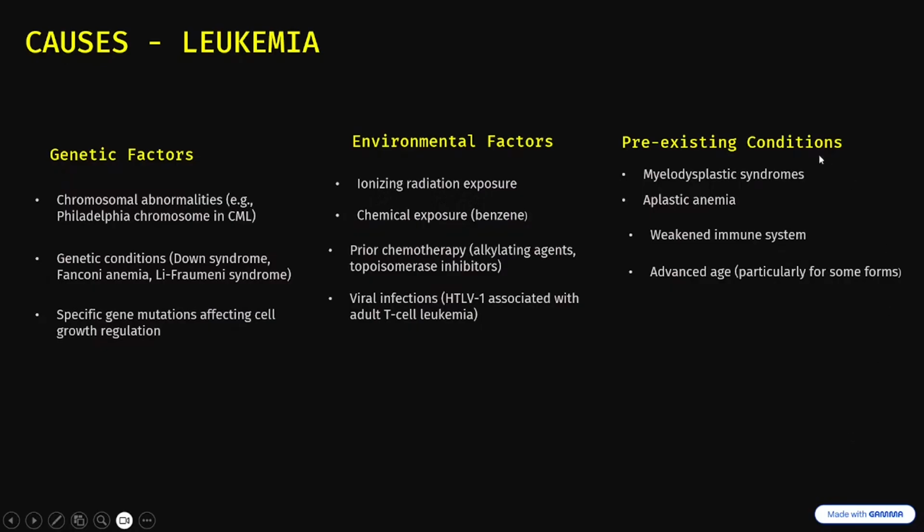We should be aware of these causes because in some competitive examinations they give the clinical significance or the case history, like the patient has aplastic anemia or a weakened immune system, and then you have to identify what kind of disease the patient is affected with. So it will be helpful.